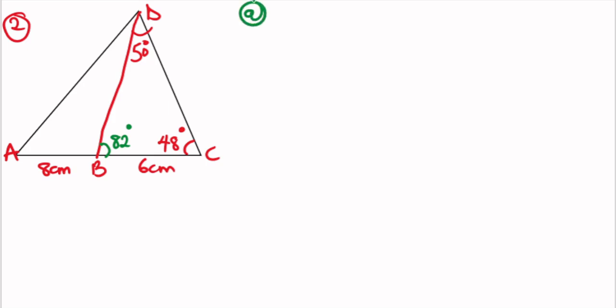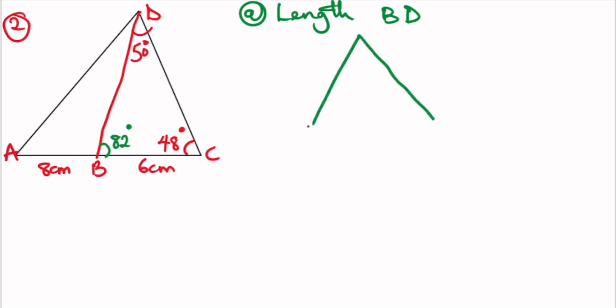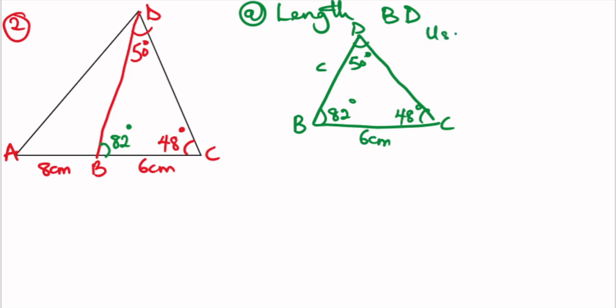To solve for question A, let's find the length BD. For me to solve for BD, I would like us to bring out the right part of the triangle. Labeling it, we'll have B, C, and D, 50 degrees, 82 degrees, 48 degrees, and 6 centimeters. Now if you look at the side BD, it is opposite angle C, which is small letter c. So to solve this, I'm going to use the sine rule.